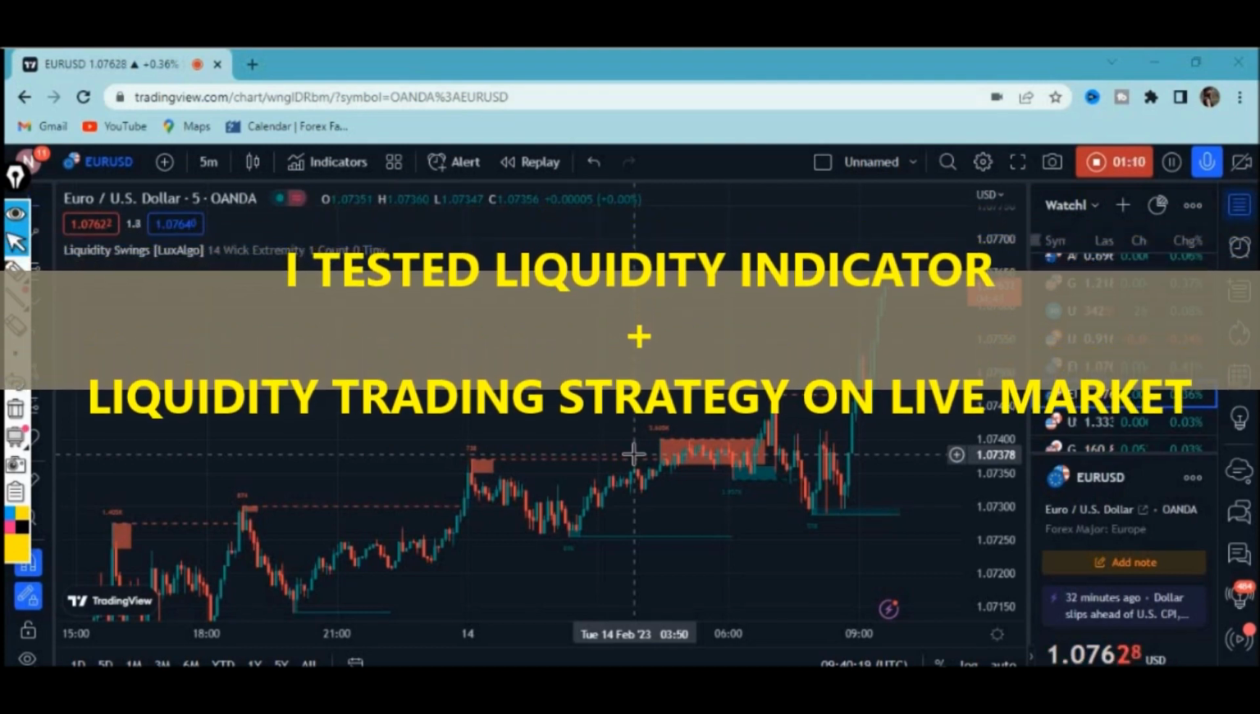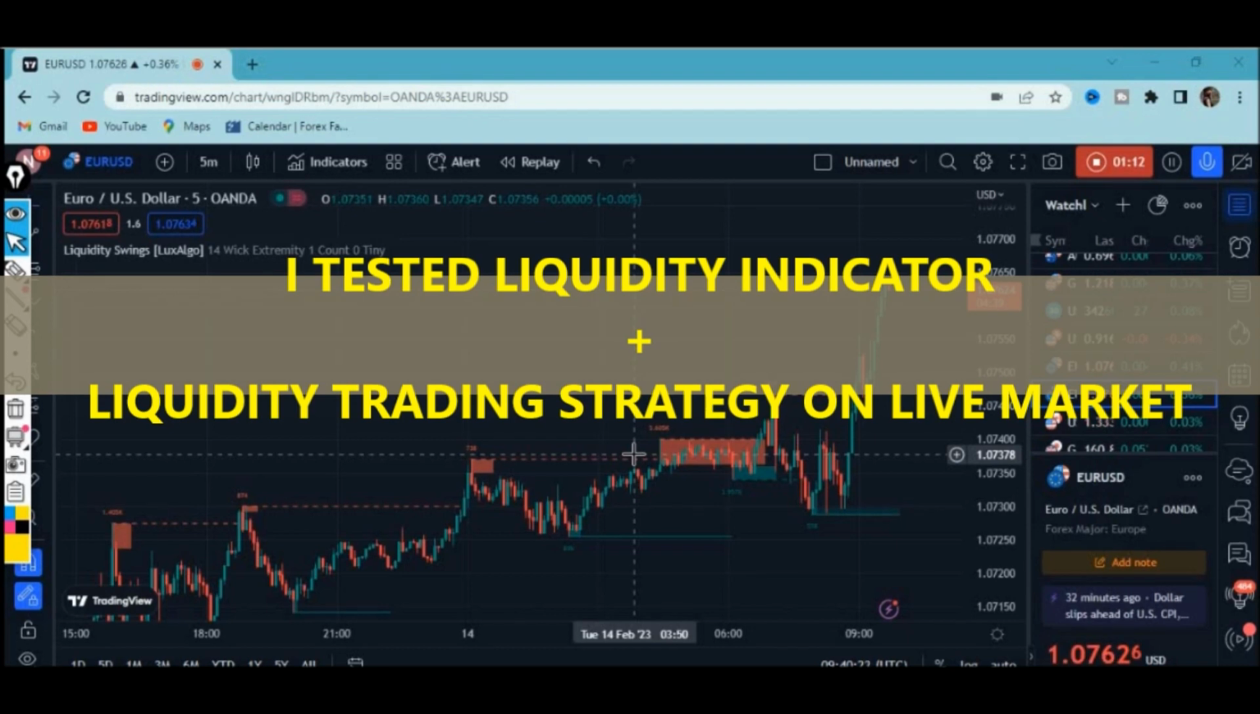So guys, this is what you're going to do right now: testing these Liquidity Swings by Lux Algo, and also reminding you about the strategy I showed you that you can use to trade liquidity.